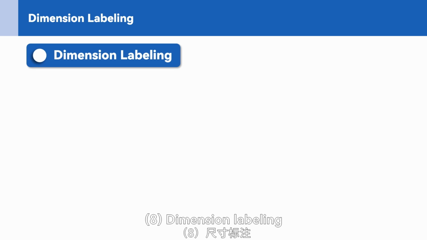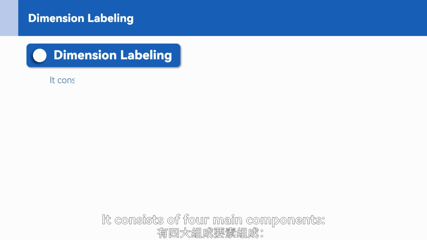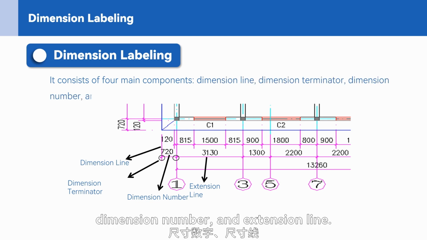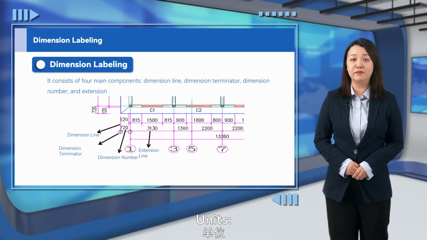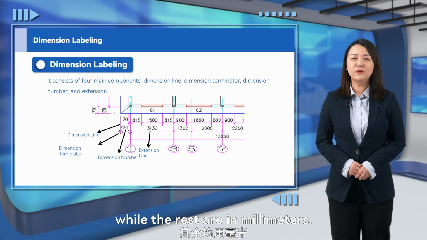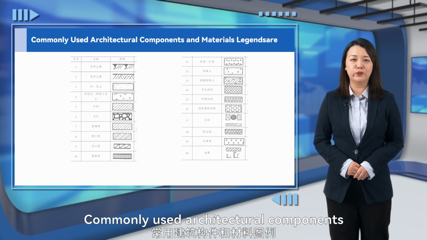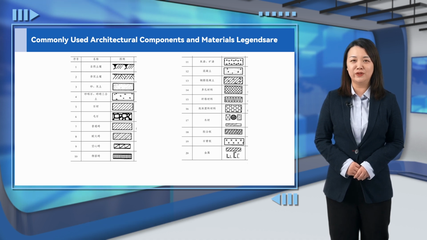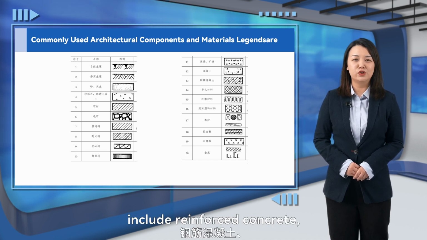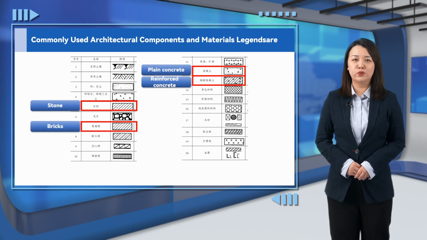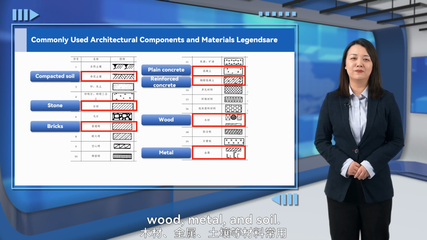8. Dimension labeling. It consists of 4 main components: dimension line, dimension terminator, dimension number, and extension line. Units, elevations and topographic plans are in meters, while the rest are in millimeters. Commonly used architectural components and materials legends are shown in the table. Commonly used materials include reinforced concrete, plain concrete, bricks, stone, wood, metal, and soil.